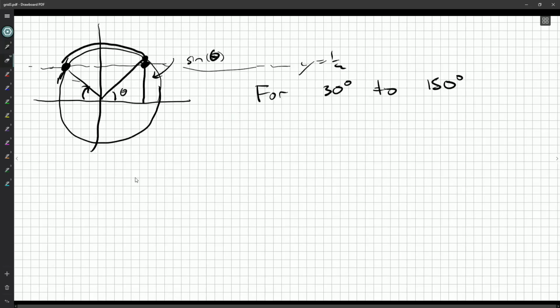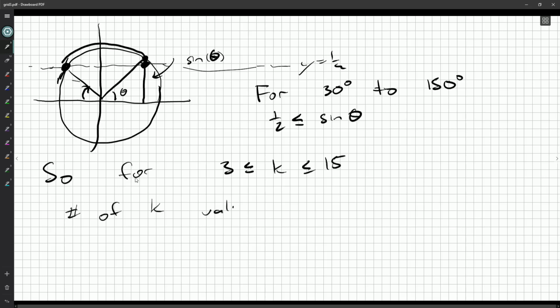We've got sine is bigger than or equal to 1/2. So what does this mean for my k values? K specifically between 3 and 15, this time inclusive. So the number of k values is going to be, and then we just have to figure out, well, how many numbers between 15 and 3.